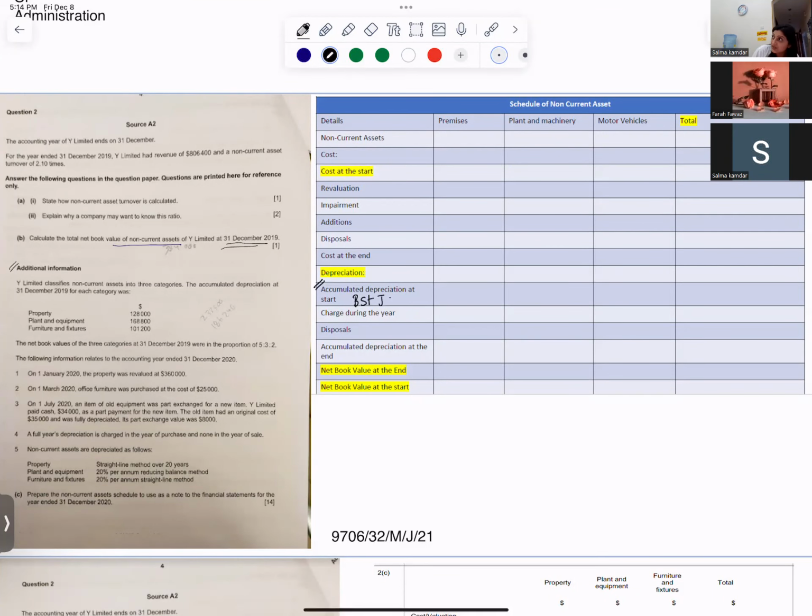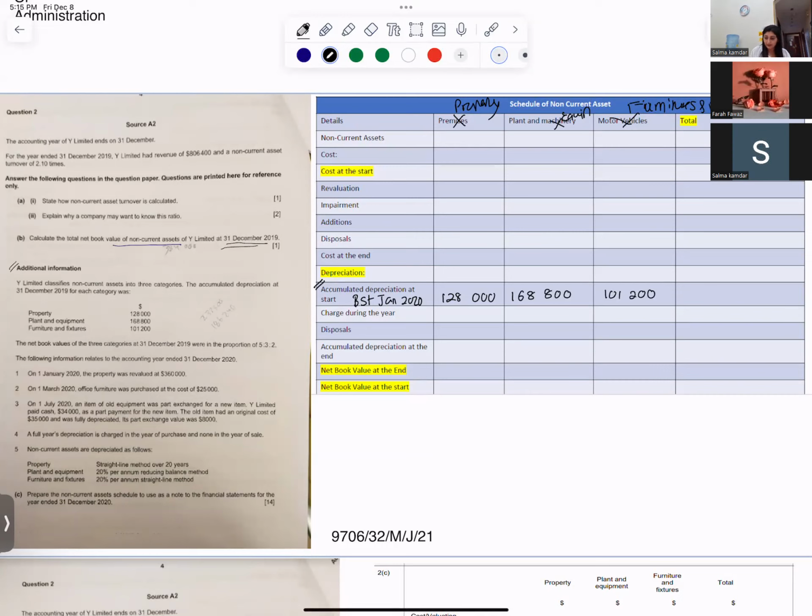That means I would say 1st Jan 2020. So it is how much? First you have property, right? First I have property, then I have plant and equipment, and then I have furniture and fixtures. Come on, tell me the amount, please. 128,000. Yeah. 168,800. Yes. 101,200.